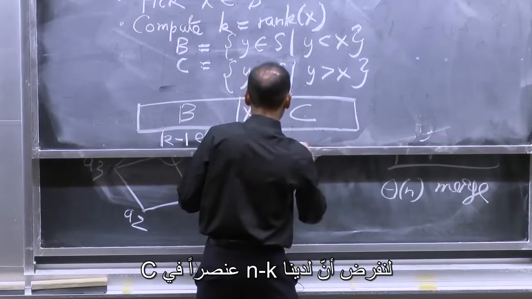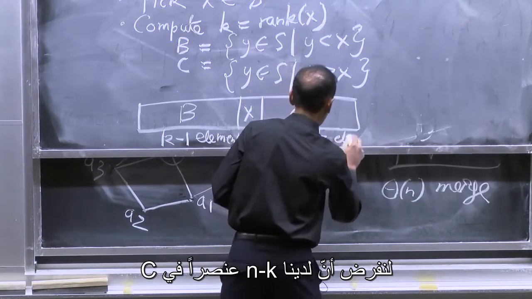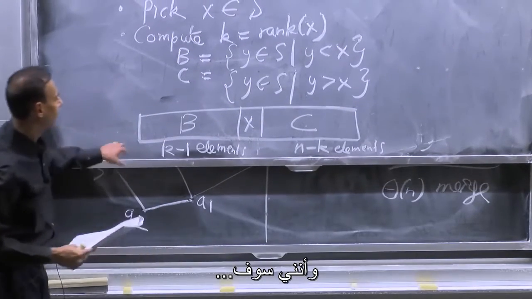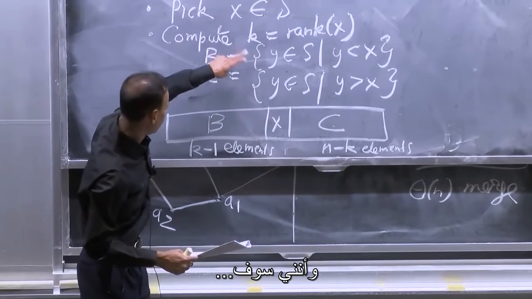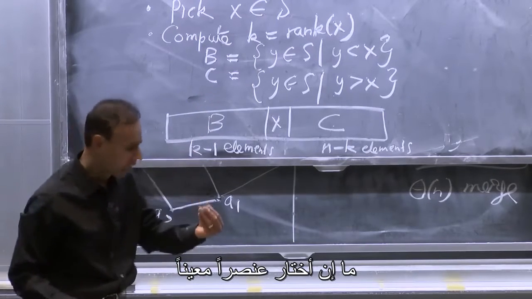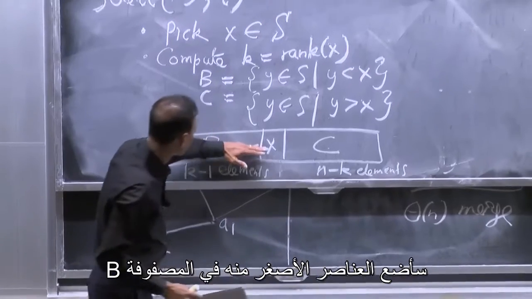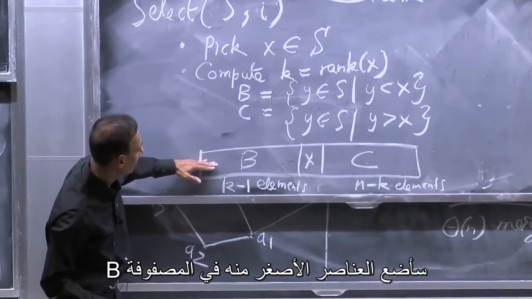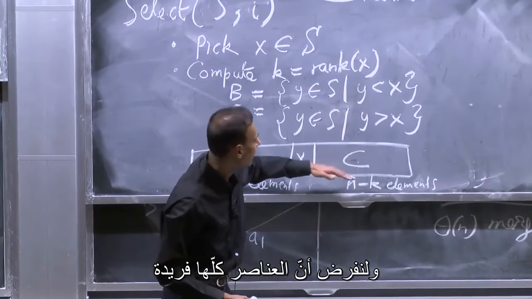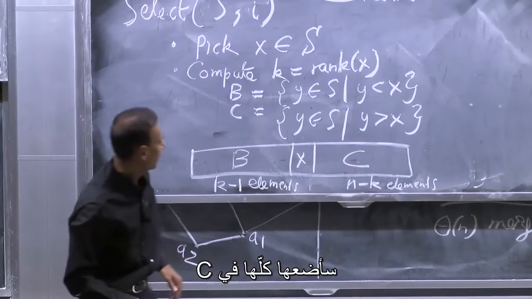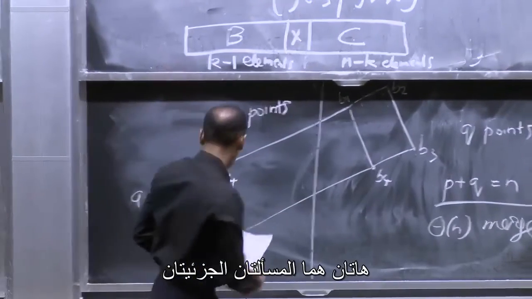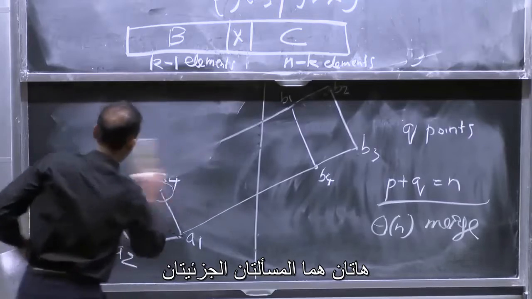And let's say I have n minus k elements in C. Once I've selected a particular element, I'm going to look at all of the elements that are less than it and put them into the array B. I'm going to look at all the elements that are greater than it. Let's assume all elements are unique. I'm going to put all of them into C. And I'm going to recur on B and C. Those two are my subproblems.